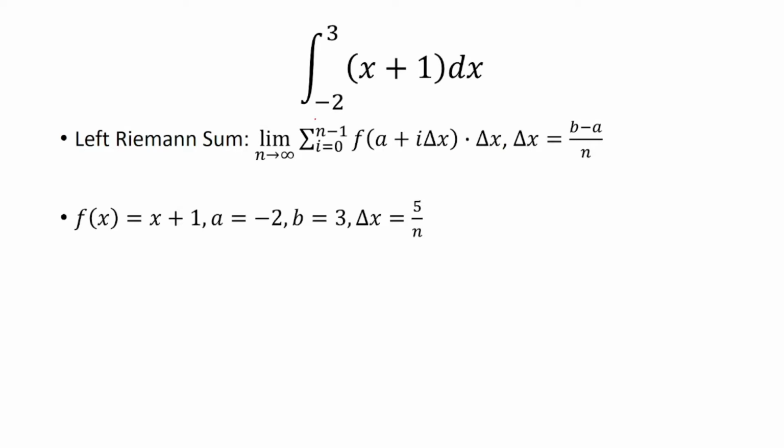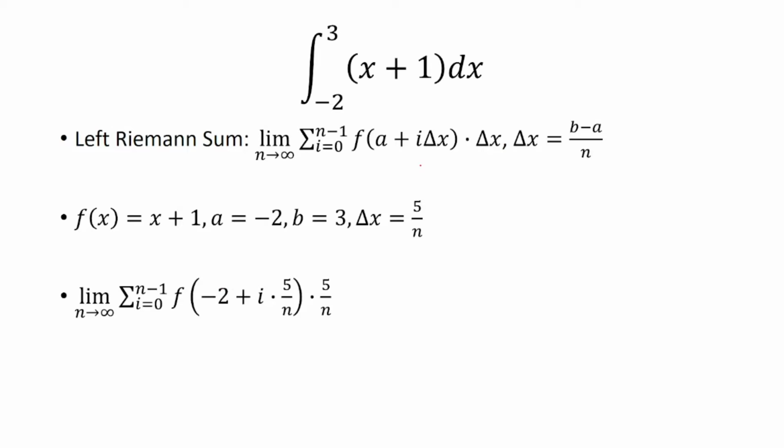So if you look at this integral, the function is whatever's inside the integral, which is x+1. A, the bottom limit here, is -2. B, the top limit, is 3. So for delta x, we do 3 minus -2, which is 5, and that's going to be all over n.